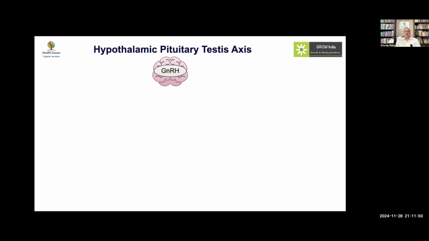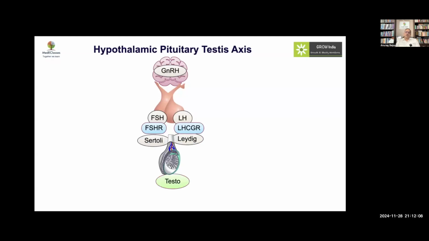We are all aware of the hypothalamic pituitary testicular axis. So, GnRH from the hypothalamus activates the FSH and LH, and they work separately on different compartments of the testis. So LH acts on the LHCG receptor in the Leydig cell to produce testosterone along with insulin-like factor 3, while FSH acts on the Sertoli cells to produce AMH, which is an important factor in that regard. Now, this testosterone is to be converted by 5-alpha reductase 2 to dihydrotestosterone, which is the potent form of testosterone.